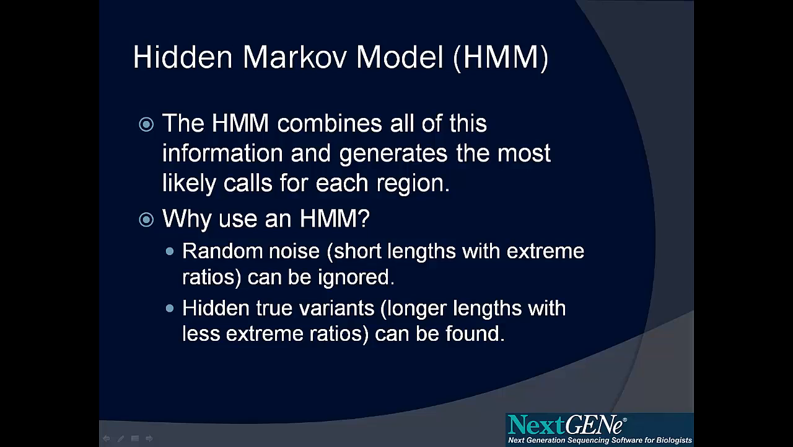And on the other side, we can have hidden true variance, where we have many regions in a row that have some small increase in probability of a given state, but nothing where it's very obvious. However, when you look at the consecutive regions as a whole, the probability is higher.